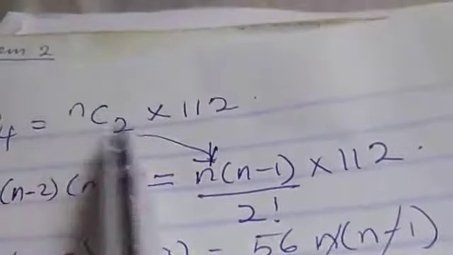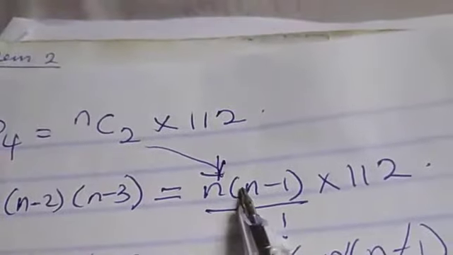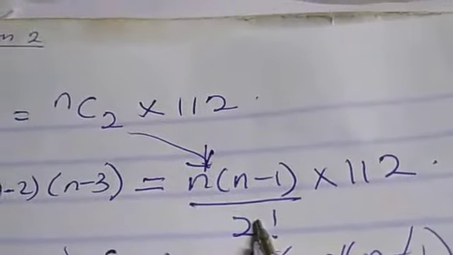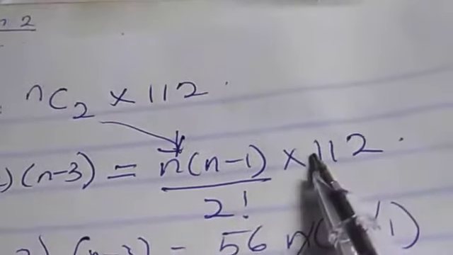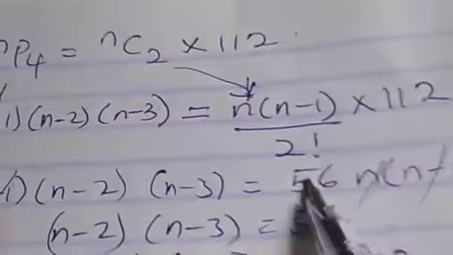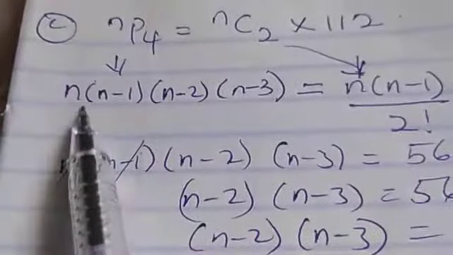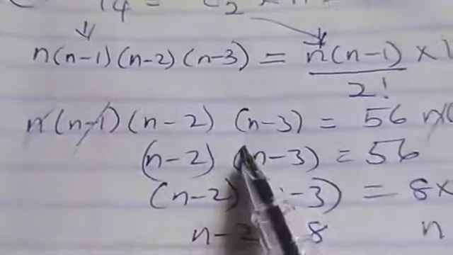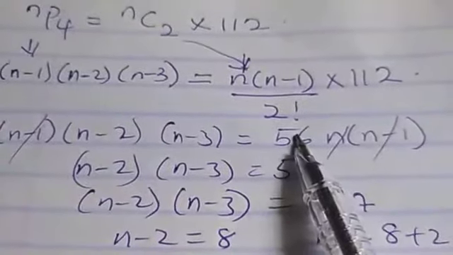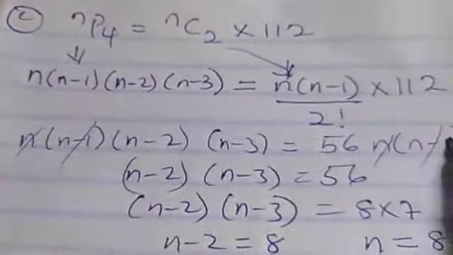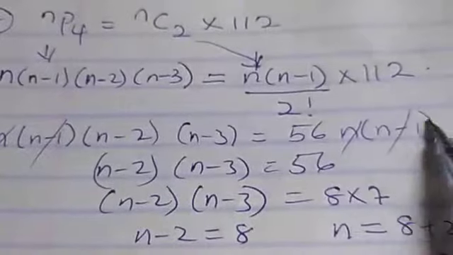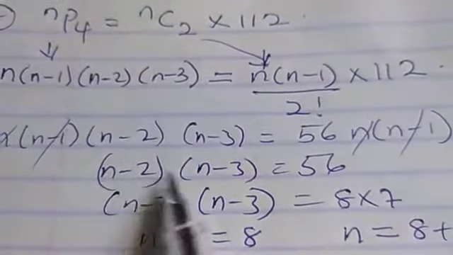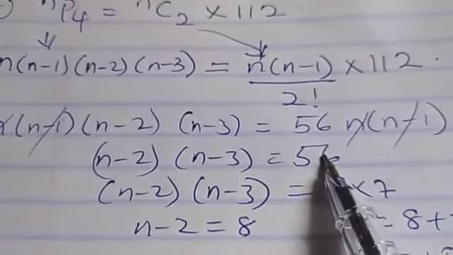But if it is combination, N combination 2 will be N into N minus 1 over 2 factorial times 112. From this place, 2 factorial is 2. So 2 will cancel 112 to give me 56. So this is the 56 here. So what we now have is N into N minus 1, N minus 2, N minus 3 is equal to, this cancels, we have 56, N into N minus 1. And from this place, N into N minus 1 is common. They are both common to both sides. So we can cancel them out. N cancel N. N minus 1 cancel N minus 1. All we have left is N minus 2, N minus 3 equal to 56.